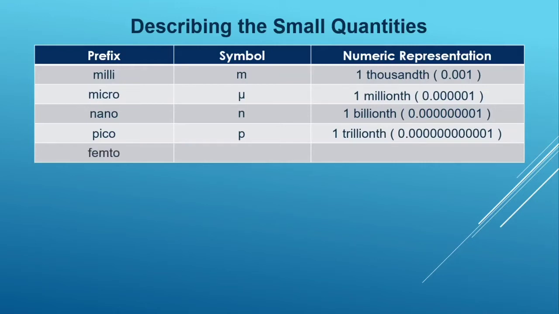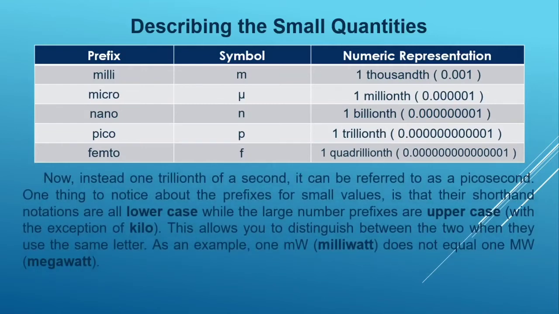And the last one will be the femto. It's symbolized by small letter f, and the numeric representation of femto is one quadrillionth, or 14 zeros and 1. So those are the prefixes used for smaller quantity or below standard unit. Now, instead of one trillionth of a second, it can be referred to as a picosecond.